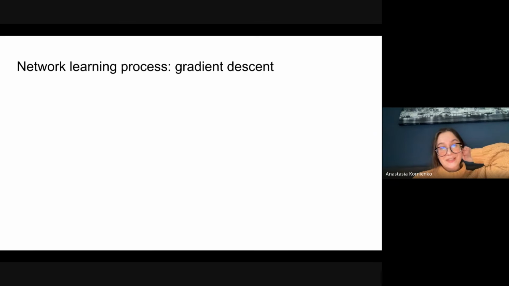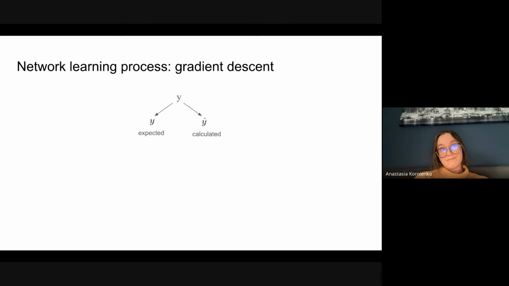Here we come to gradient descent. I will tell you about this process. We have y as output, but really we have two outputs there. The first one is the expected output, what we expect to get from the data we give to a neural network. And the second one is y hat, which we really get from the neural network, the calculated one.